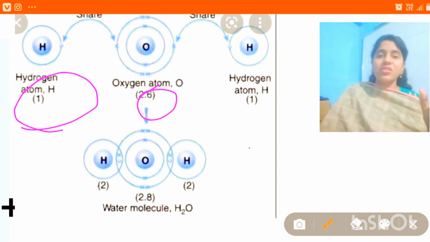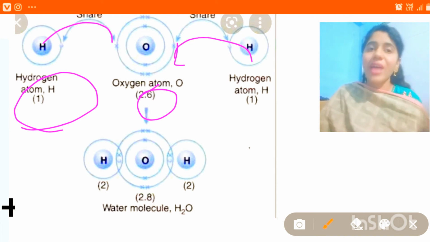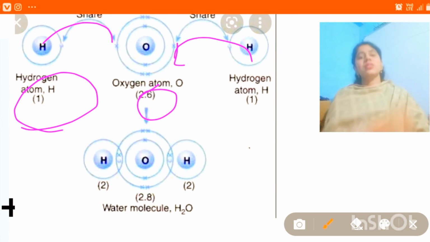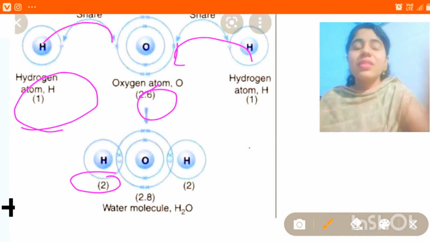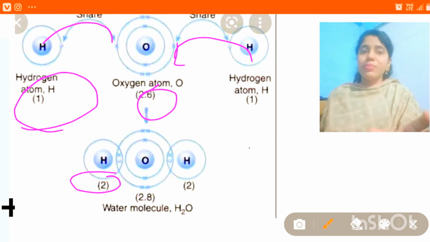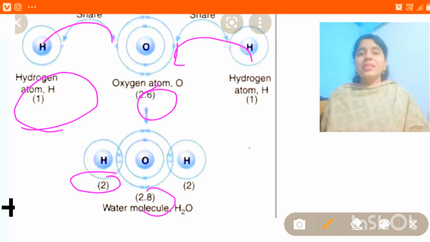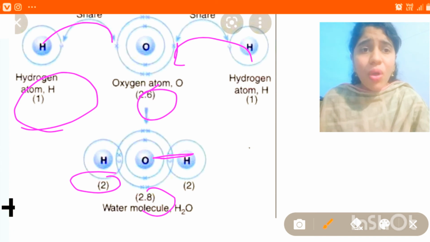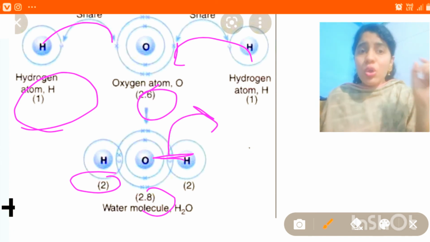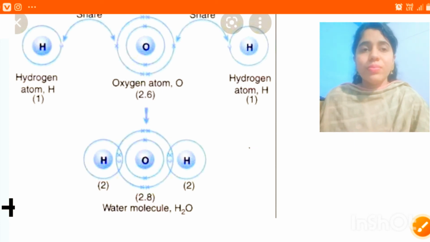What does this oxygen do? It takes 1 electron from one hydrogen and another 1 electron from the other hydrogen. Here we can clearly see that each hydrogen has 2 electrons, so the hydrogen duplet is fulfilled, and the oxygen also has 8 electrons. This is how it forms, and this type of bond is called a covalent bond. This is an example of a covalent bond.